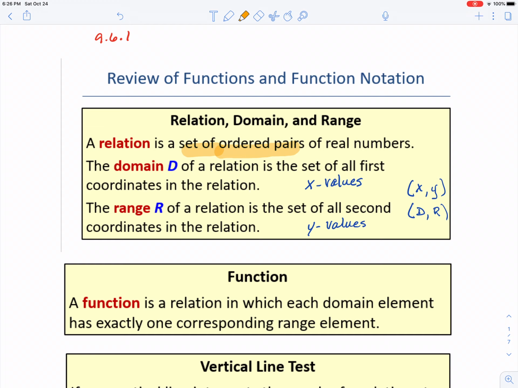In the next section, you're going to start working in the set of complex or imaginary numbers in section 9.7, but for now, we're still in the set of real numbers.